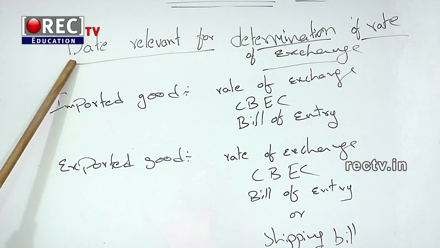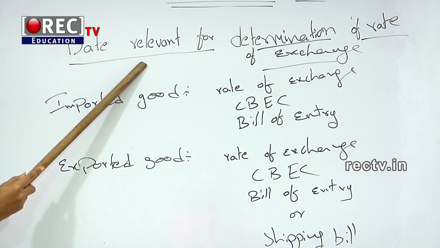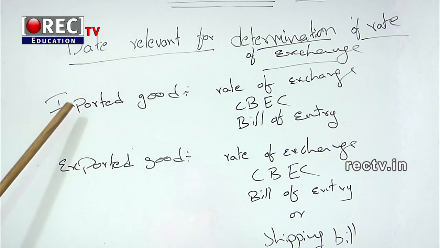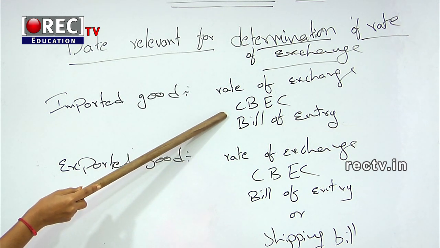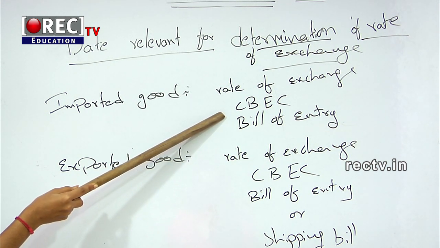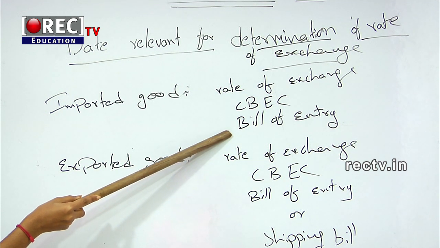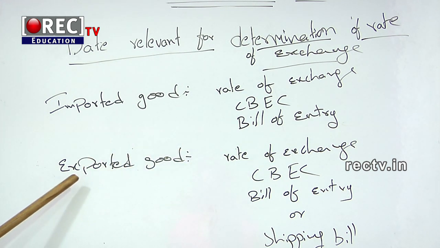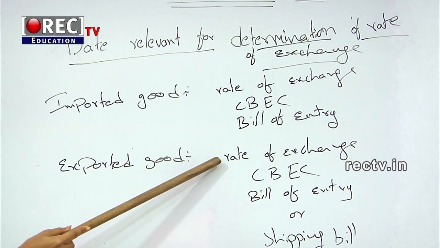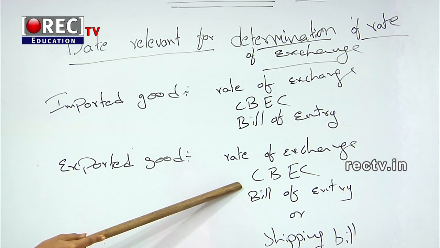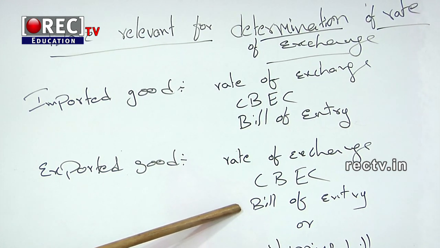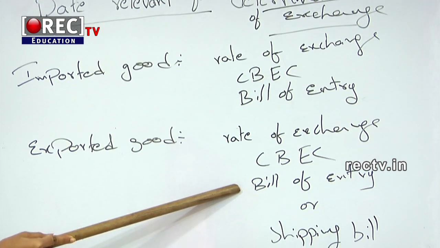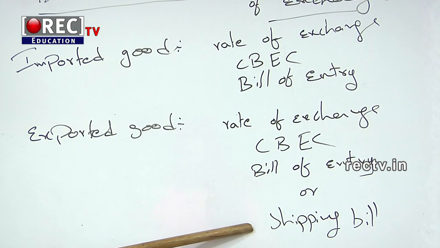Date relevant for determination of rate of exchange. In case of imported goods, the rate of exchange is as notified by CBEC, prevalent on the date of filing of bill of entry. In case of exported goods, the rate of exchange is as notified by CBEC, prevalent on the date of filing of bill of entry in case of export by vehicle, or the date of filing of shipping bill in case of export by vessel or aircraft.